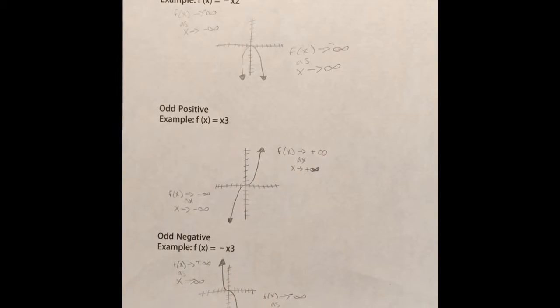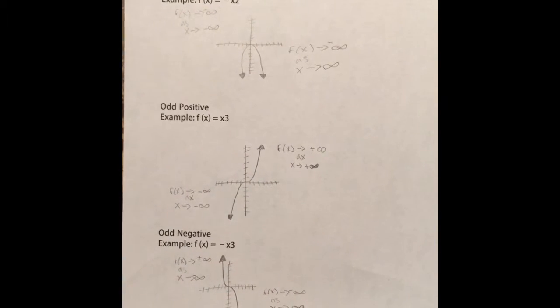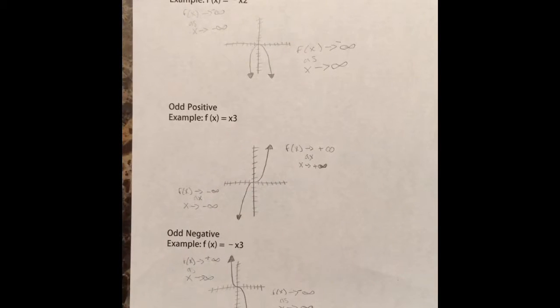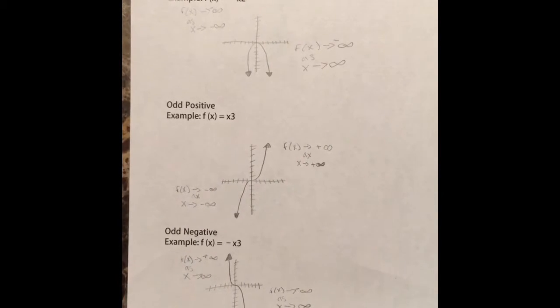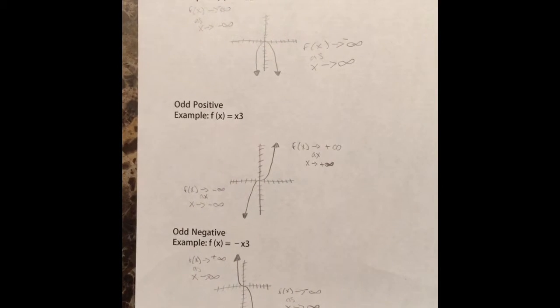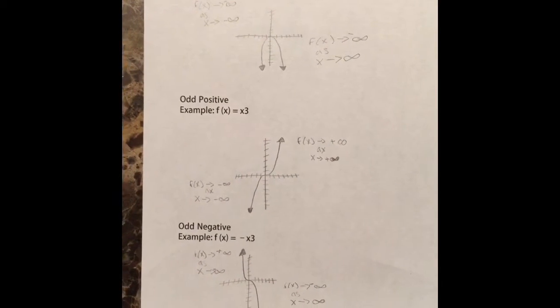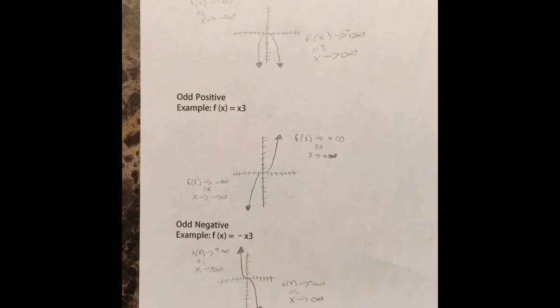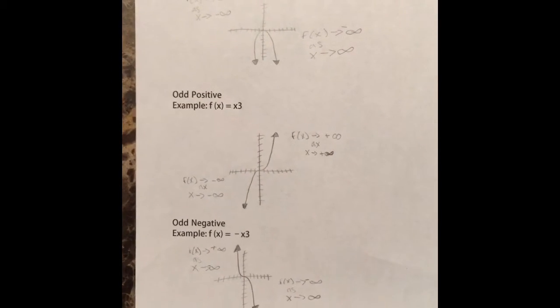For odd positive, an example is x cubed. For the left side of the function, f of x approaches negative infinity as x approaches negative infinity. For the right side of the function, f of x approaches infinity as x approaches infinity.